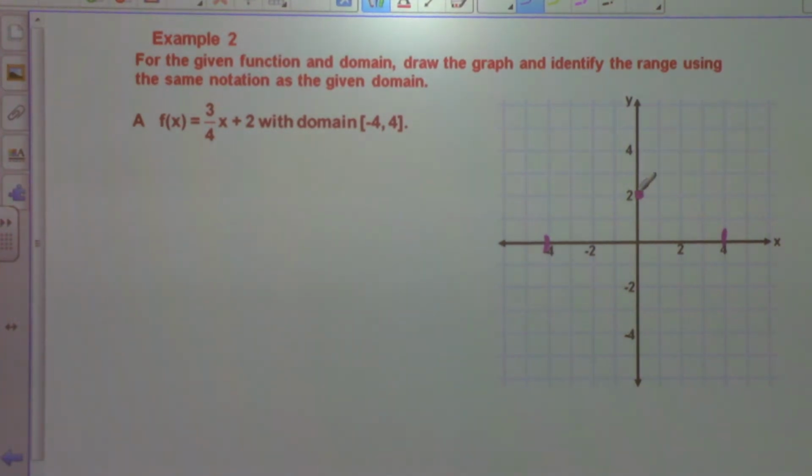And then what after the y-intercept? After the y-intercept, rise over run, okay? So we'll rise over run.